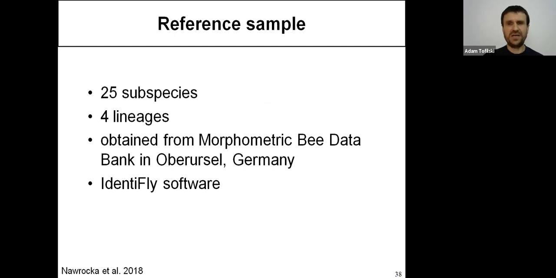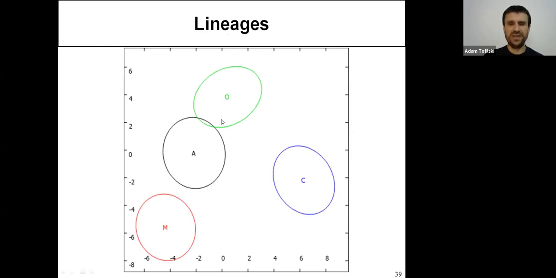This is the place where Ruttner worked, and I was able to get access to those samples thanks to Stefan Fuchs, who worked in Oberursel. So I measured them, and now you can use Identify with this as reference. It's not a perfect reference because there is not enough data. It would be much better if the number of colonies were higher. You see the four lineages, and the lineages are much better than subspecies, because each of the lineages is represented by probably more than 100 colonies.